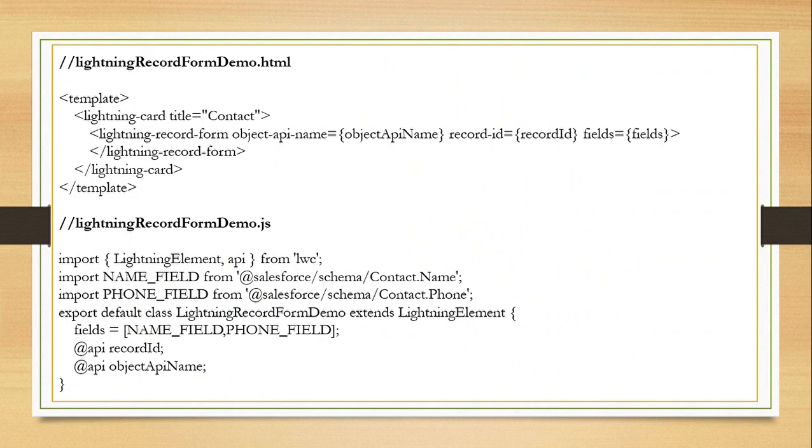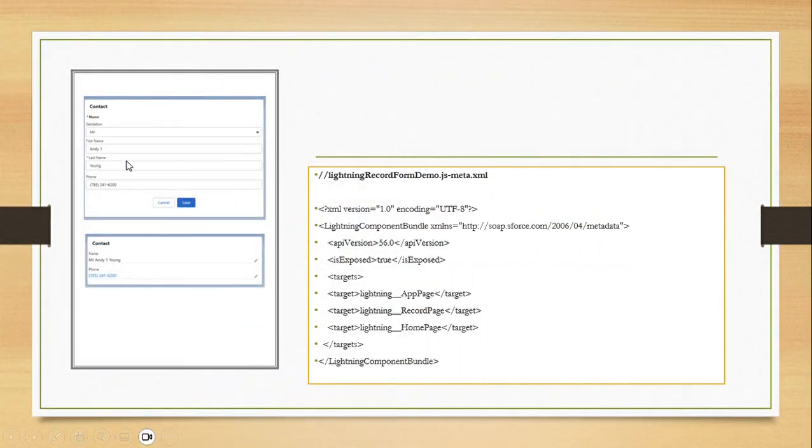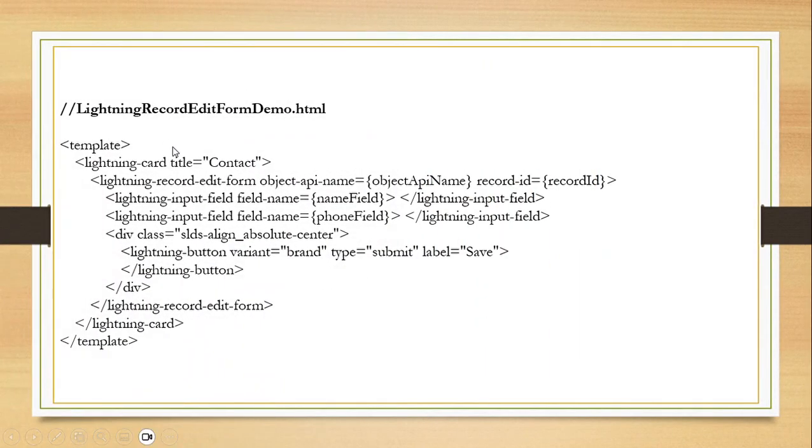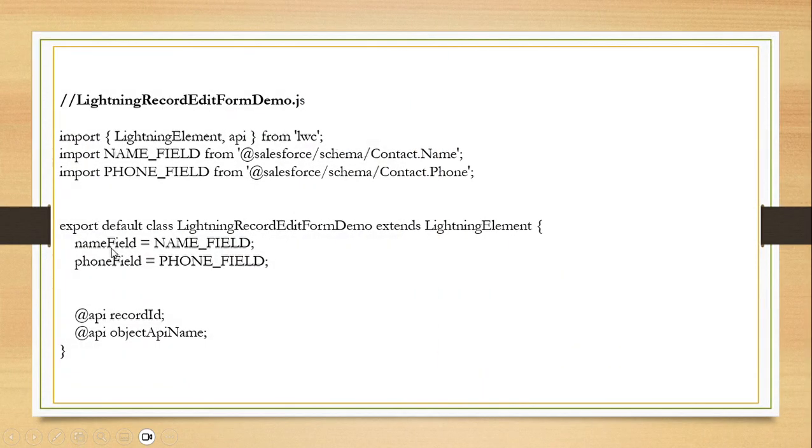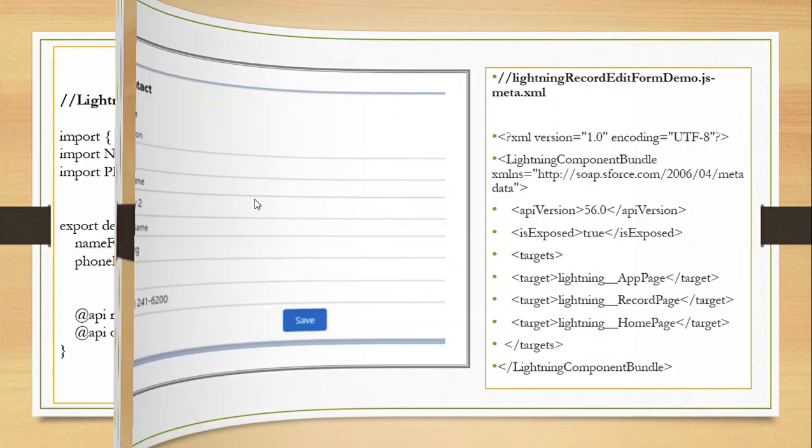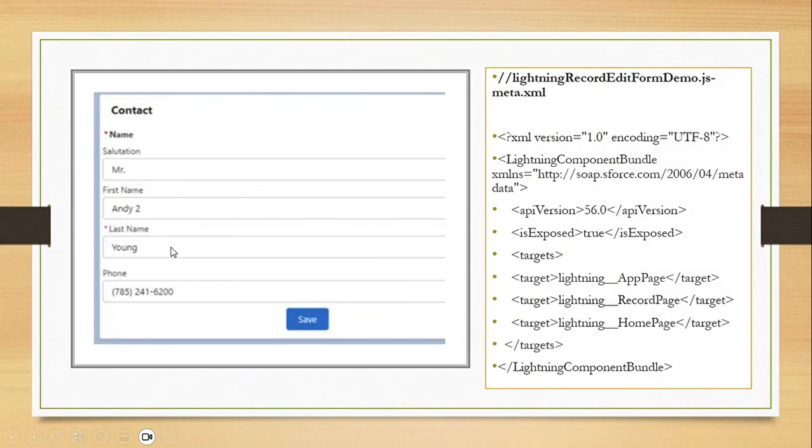Here is the example: lightningRecordFormDemo.html, lightningRecordFormDemo.js, and the record form will look like this. In the meta.xml file, isExposed is equal to true, and the targets are lightning__AppPage and lightning__RecordPage, and these will all be visible in your Salesforce when you add this at page level, in your dynamic page. Next is the lightning record edit form demo: this is the HTML part, this is the JS part, and here it's a panel where you can edit.